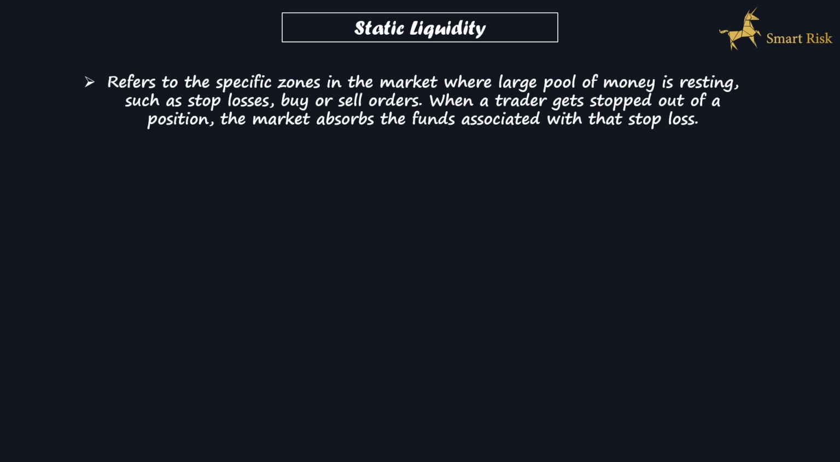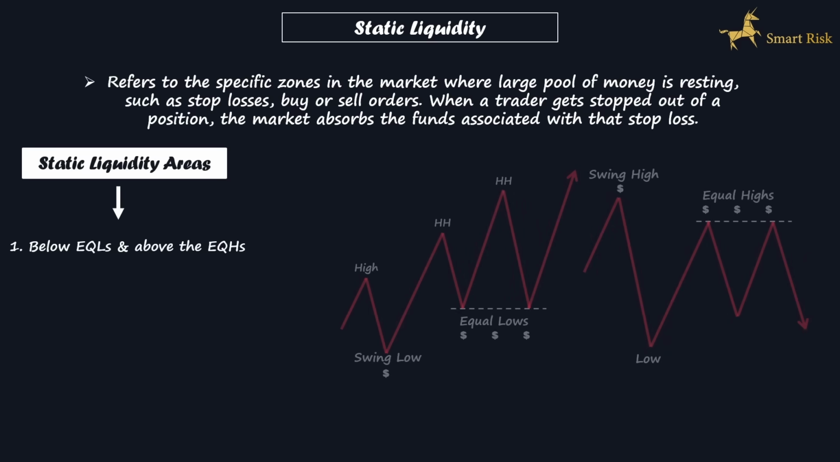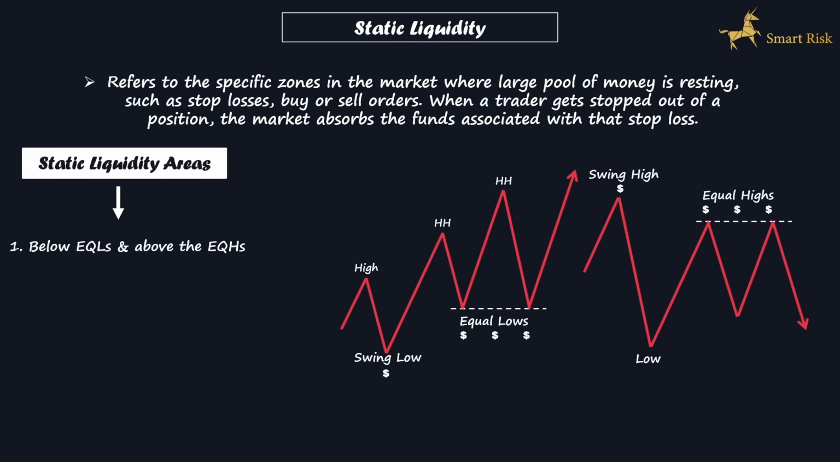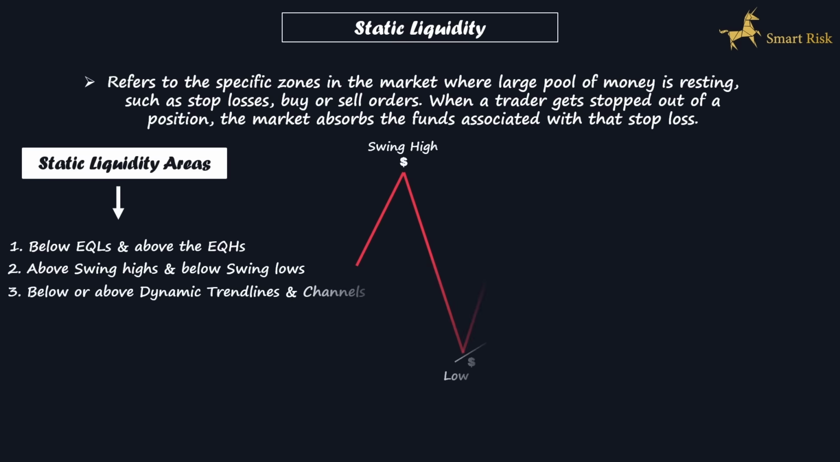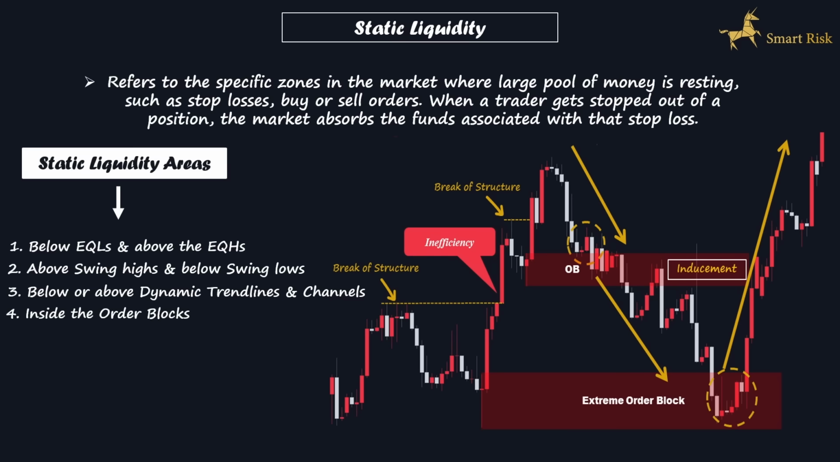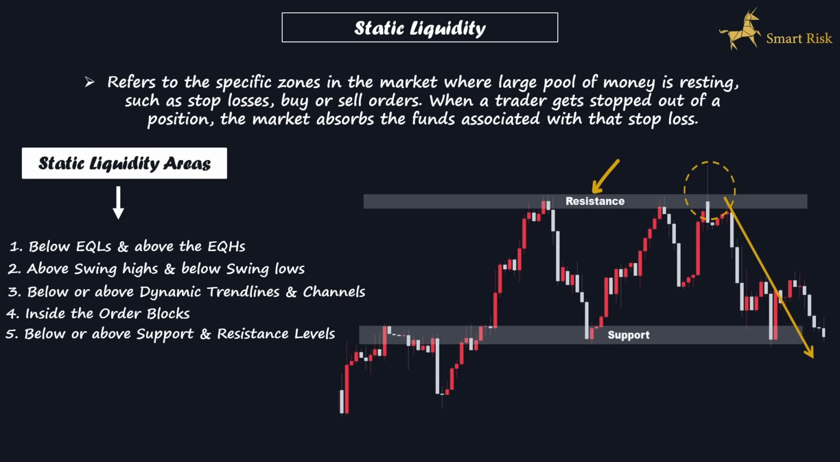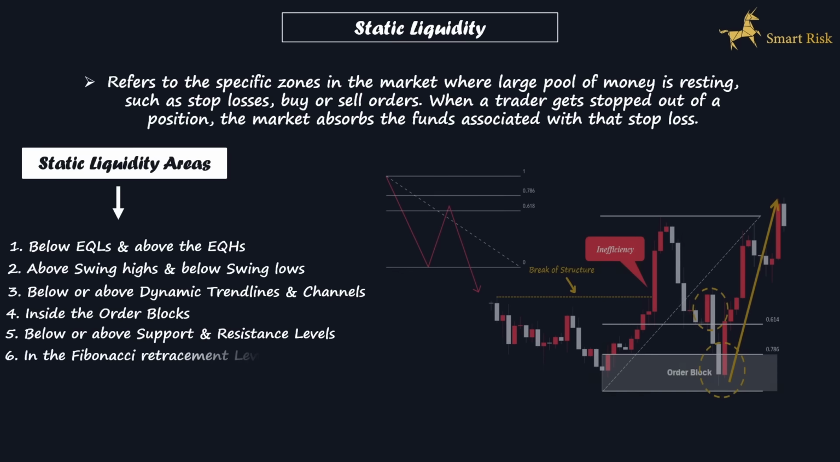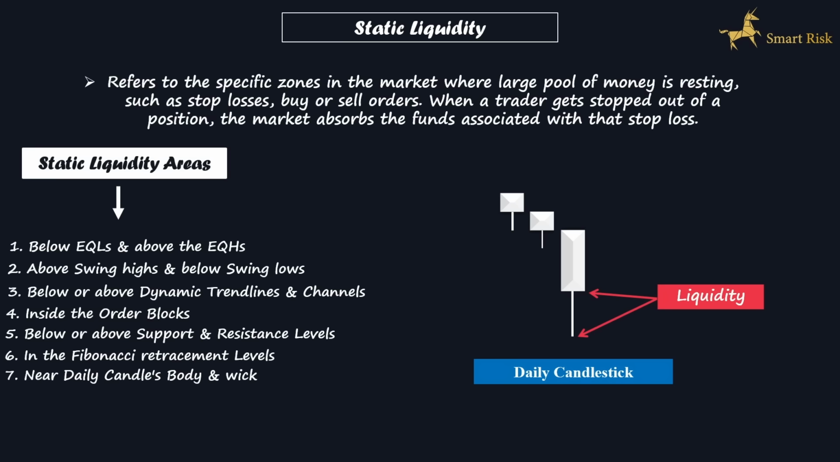momentum. Static liquidity can be identified in various areas on the price chart, like below equal lows and above the equal highs, above the swing highs and below the swing lows, below or above the dynamic trend lines and channels, inside the order blocks, below or above the support and resistance levels, in the Fibonacci retracement levels, near the daily candle's body and wick. Having a solid grasp of static liquidity zones reveals their profound impact on market price direction.